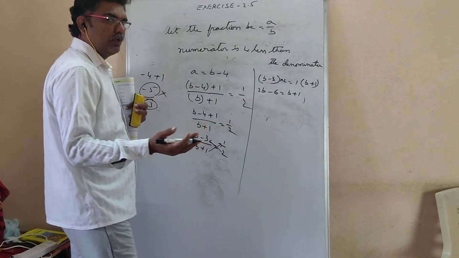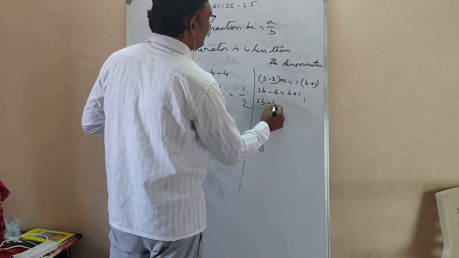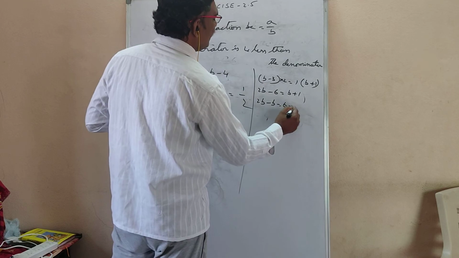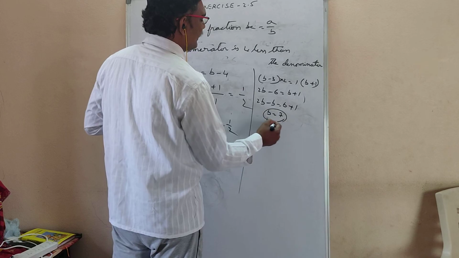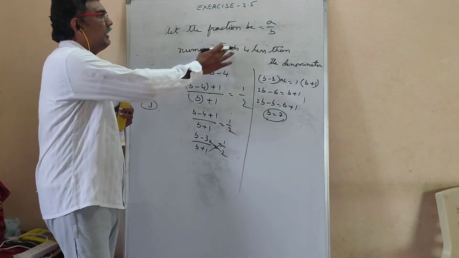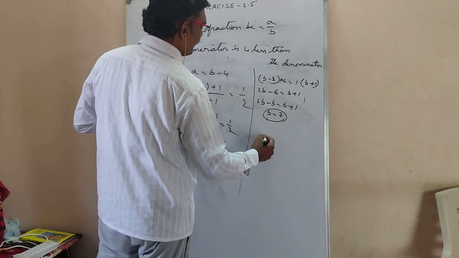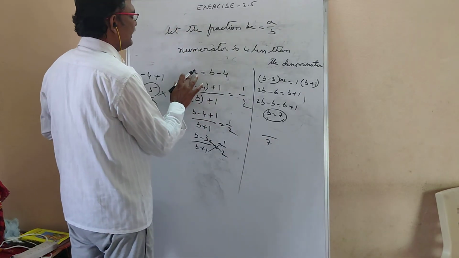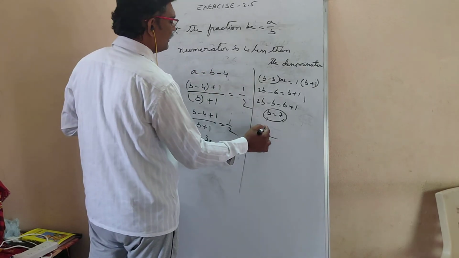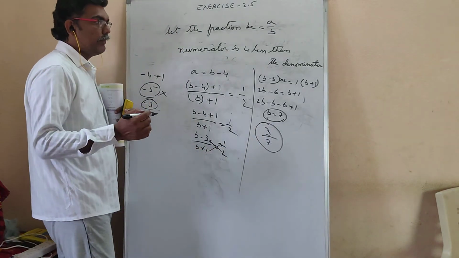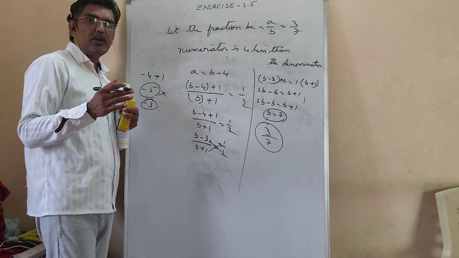Now what you have to do? Variables to one side, constants to one side. 2b is here, take plus b to this side, and take minus 6 to this side, where plus 1 is there. 2b minus b is b. b is equal to 7. So what is b here? b is the denominator. The denominator is 7. What is a here? In place of b, substitute 7: 7 minus 4, 3. So 3 by 7 is our fraction. It is the answer.